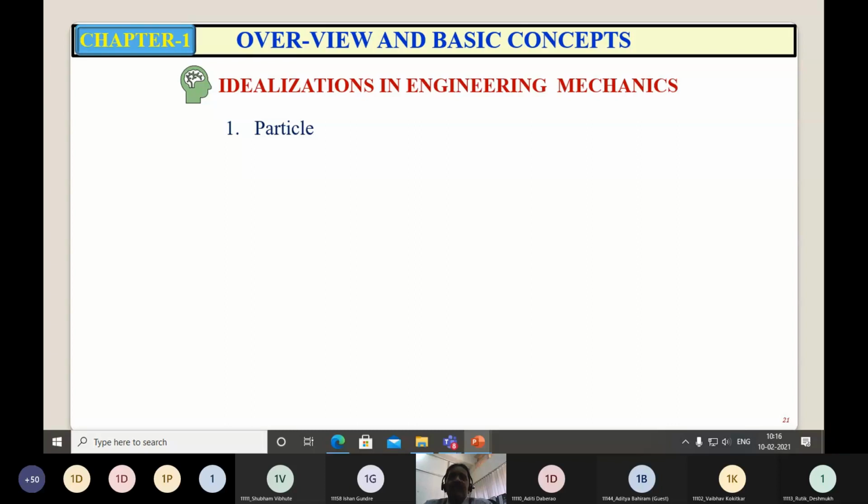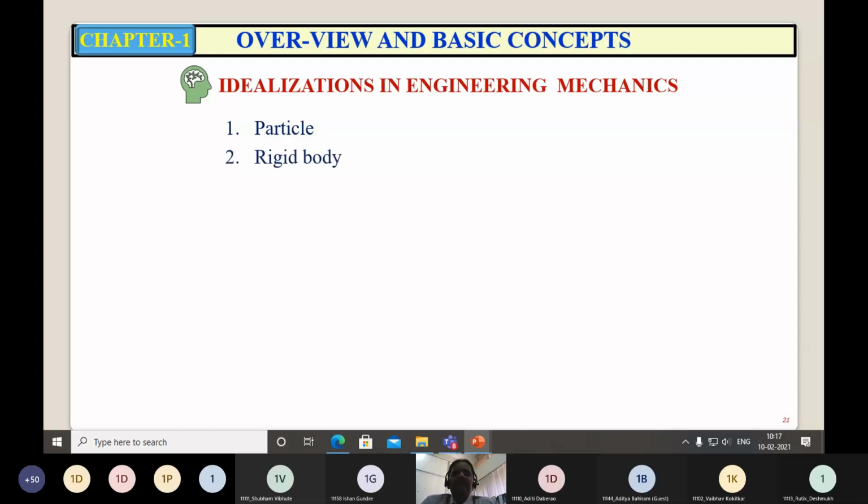So it is an assumption, an idealization. So if we are neglecting the dimensions of the body while analyzing that problem, then we are calling that body a particle. Is it clear? So we will study in detail about this particle in the next slide.